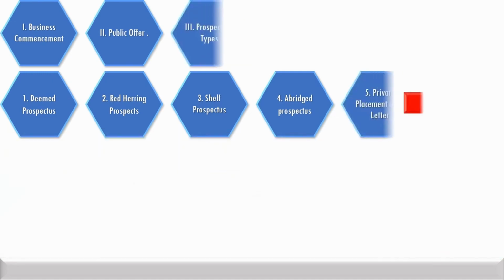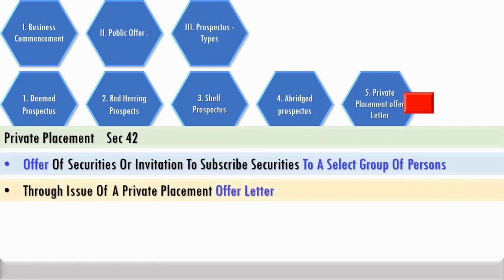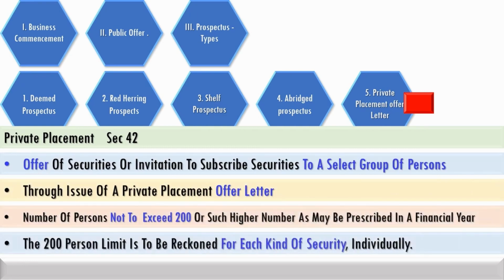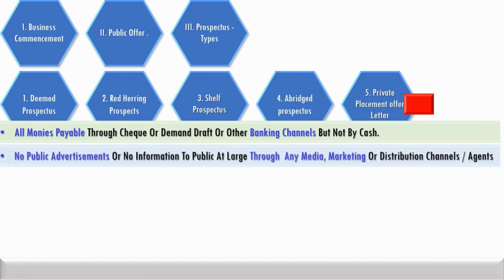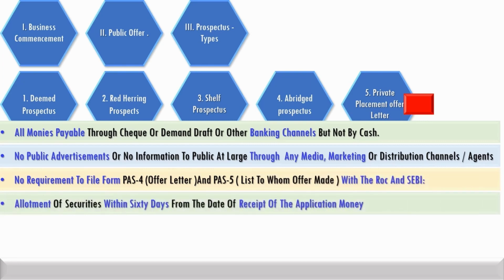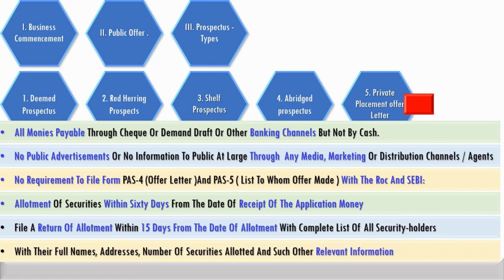A private placement offer letter is used to invite subscription for securities, and it is given to a select group of persons. The composition of that group should not exceed 200 for each kind of security individually. Unique features of private placement offer letters are that all money is payable through banking channels, no public advertisements through any media, marketing or distribution channel, and no requirement to file forms with the ROC and SEBI. Only two things are required: allotment within 60 days of receiving application money, and filing a return within 15 days from the date of allotment, giving details of name, address, number of securities allotted and such other particulars.